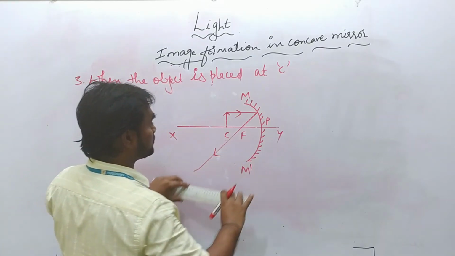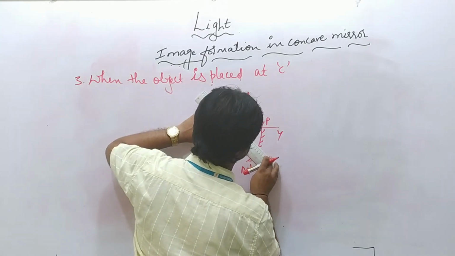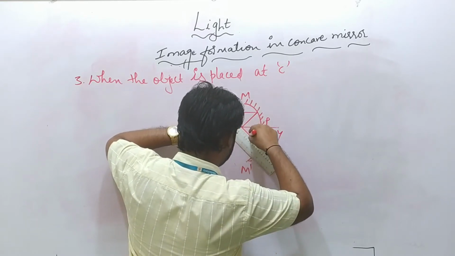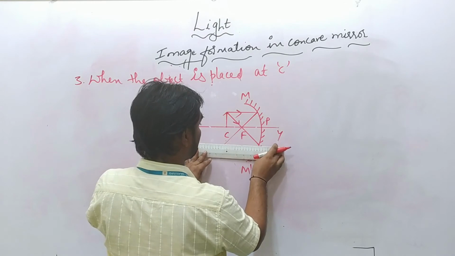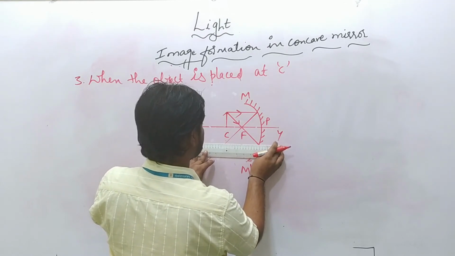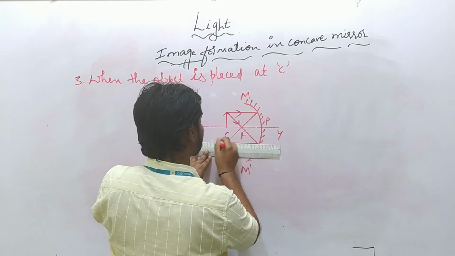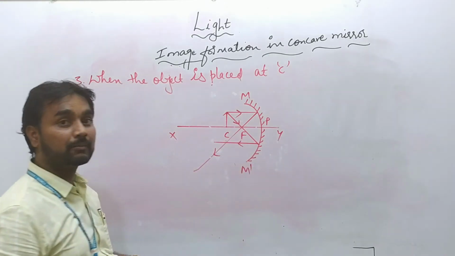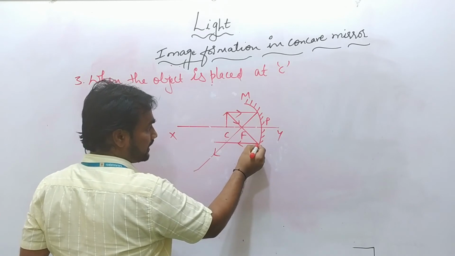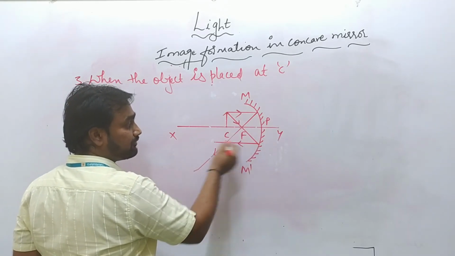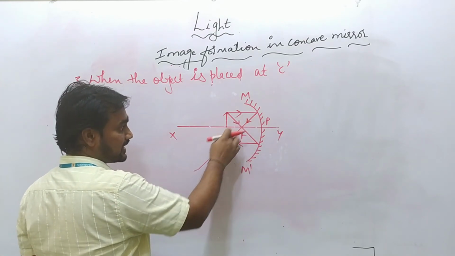Second one I'm going to take, that is when the incident ray passes through the principal focus, this is the second rule, then the reflected ray must be parallel to the principal axis. So the incident ray is passing through the principal focus, and here you could see that the reflected ray is parallel to the principal axis. One reflected ray is this one, and these two reflected rays are meeting at this point.